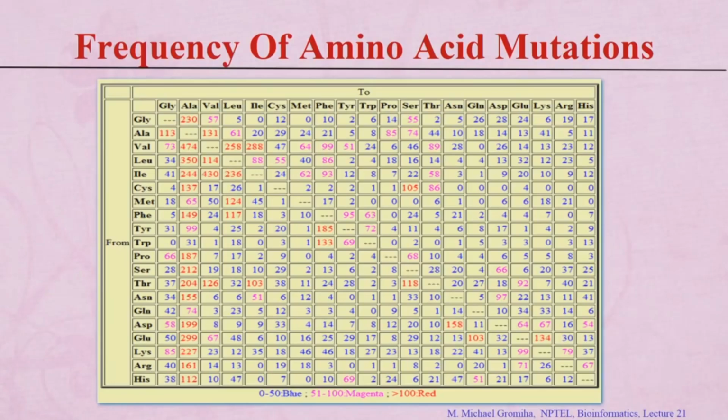For example, if alanine is mutated to valine, or alanine mutated to glycine, we are showing the frequency of mutations. Here, how many mutations are possible in total? 20 into 19, which is equal to 380 mutations, right.